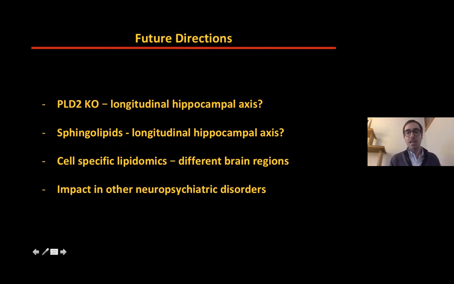As future directions, some of which we are already working on, we are doing similar studies for PLD2 knockout animals. We would love to go deeper into some of the hits that we found concerning single lipid metabolism and study its role in the longitudinal hippocampal axis. Also, one of the limitations of our studies would be complemented by doing cell-specific lipidomics for different brain regions. We are also looking into other neuropsychiatric disorders. The one that we've been focusing on the most currently is Alzheimer's disease.